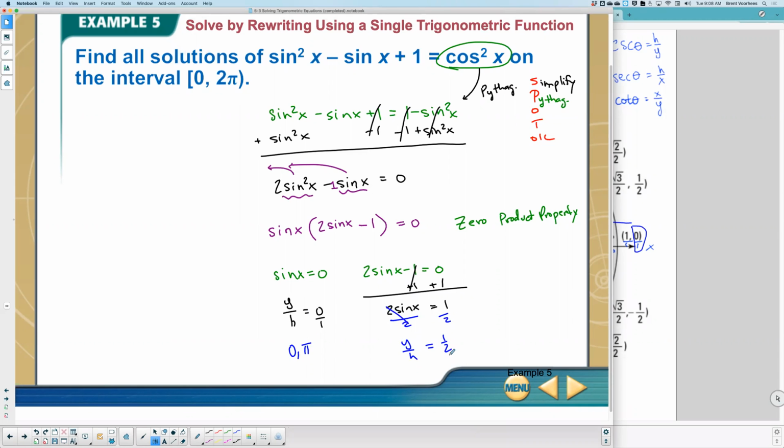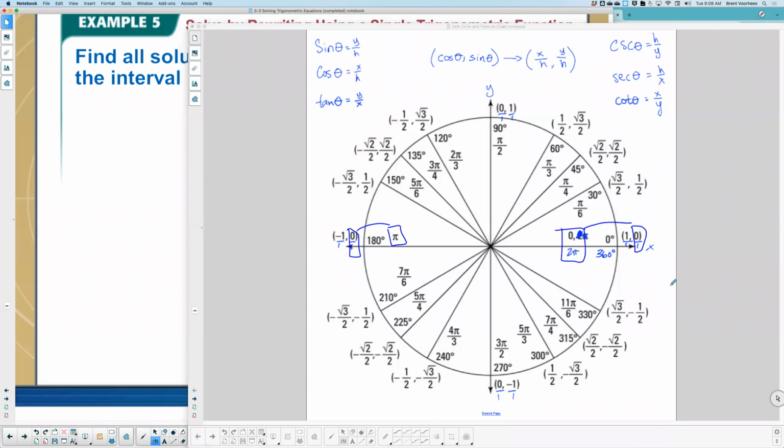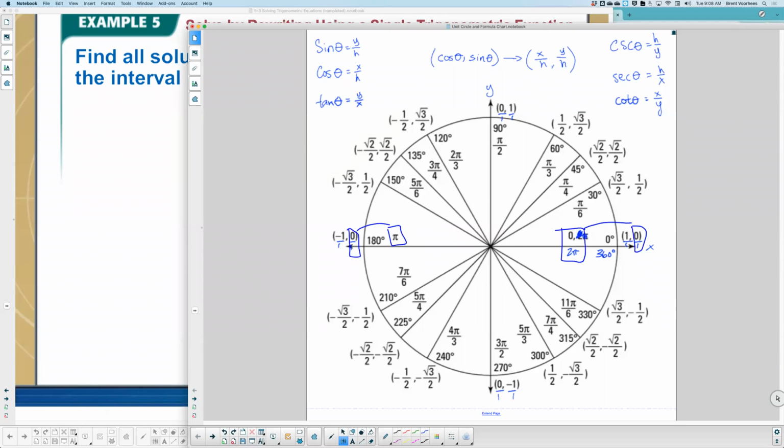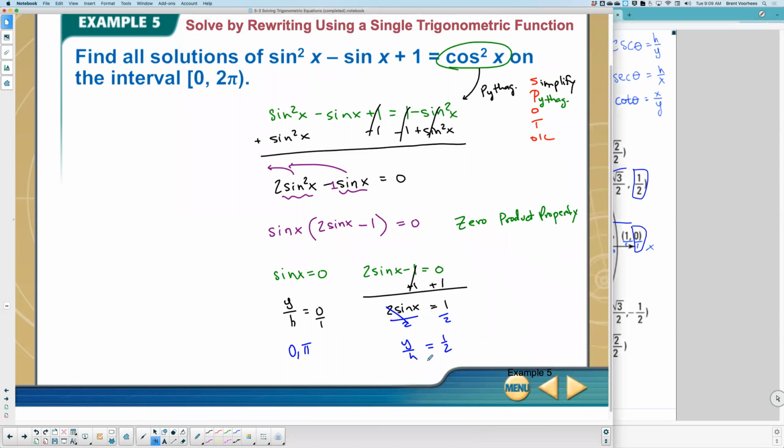And now I'm looking for y over h to be 1/2. Here's one right here at pi over 6. And I have another one over here at 5 pi over 6. So we're going to use these 4 answers: 0, pi, pi over 6, and 5 pi over 6.